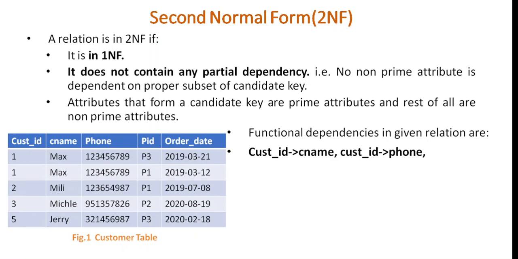These are the functional dependencies. Then we have another functional dependency: customer ID and product ID combined determine order date. Here we cannot find the order date from customer ID alone, because if we take customer ID 1 and look for the order date, there are two different order dates for customer ID 1.